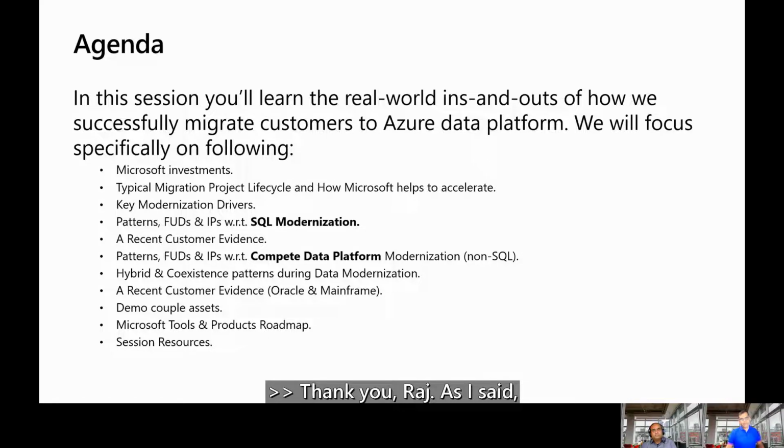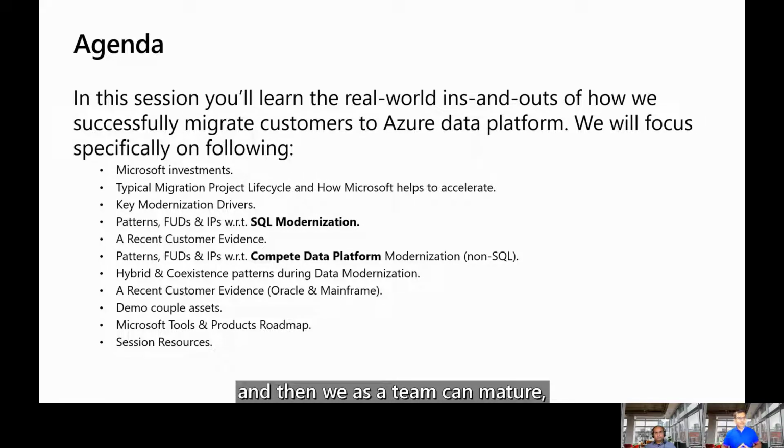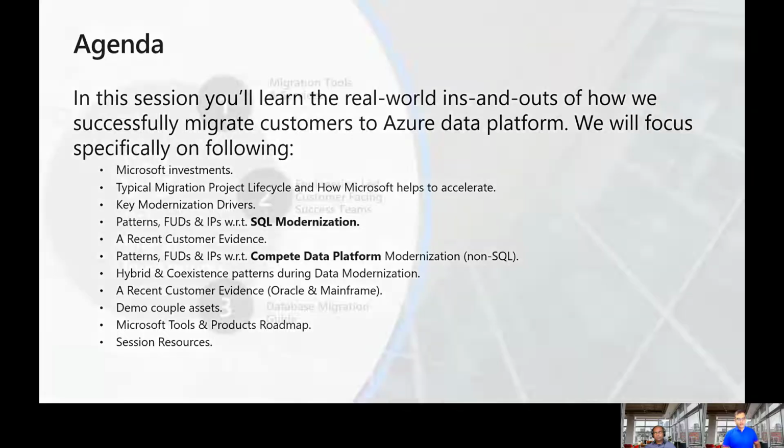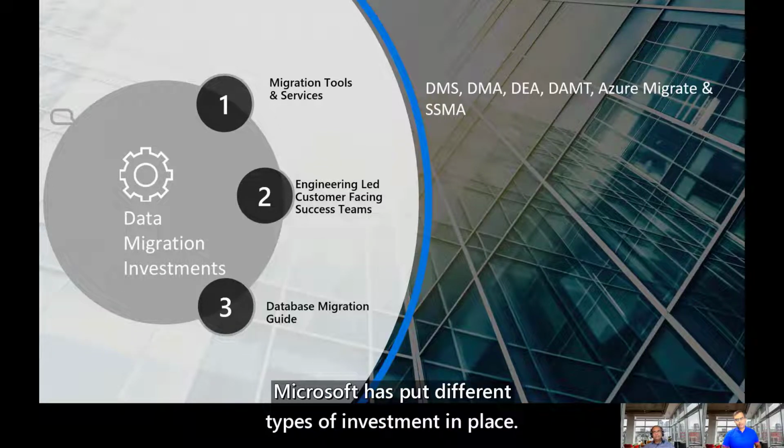Thank you, Raj. So, as I said, our focus here would be to go deep into what Microsoft's strategy is towards automation, tooling, codification, and last but not least, how we are scaling all our learnings while white gloving these complex engagements back to the community, so you can build on top of this initial learning, and then we as a team can mature and really help solve many of our enterprise customers' complex problems.